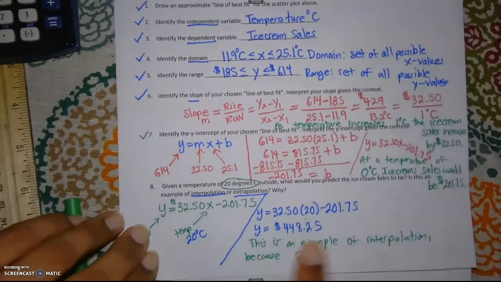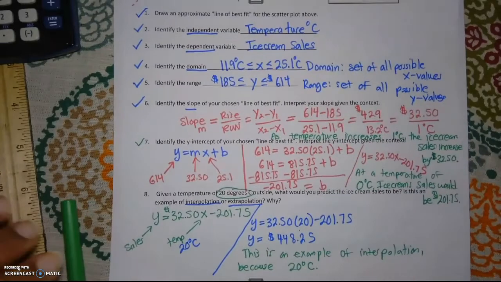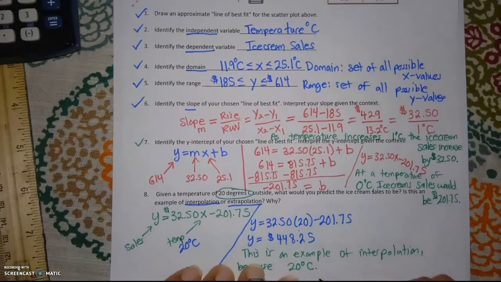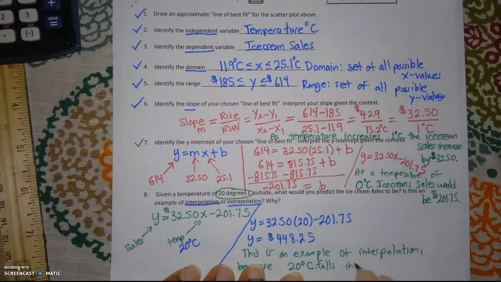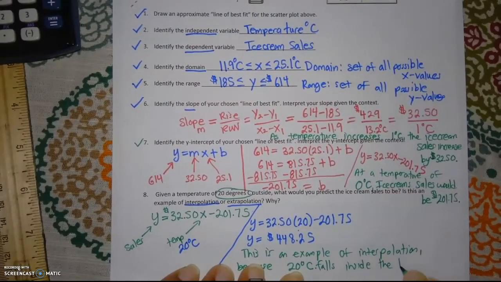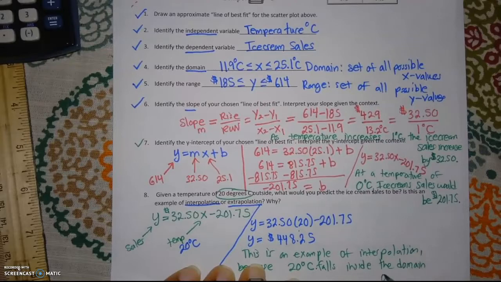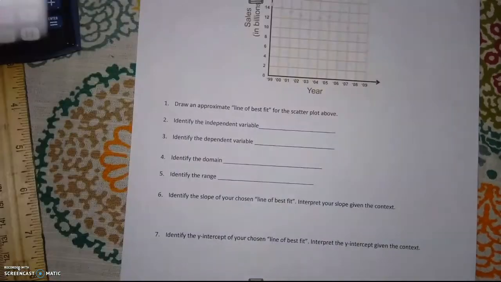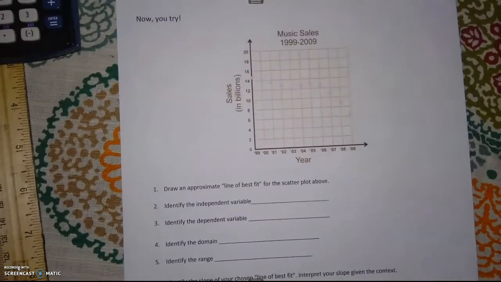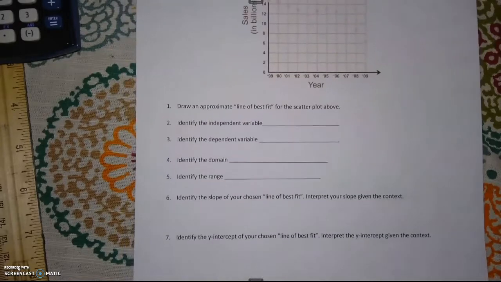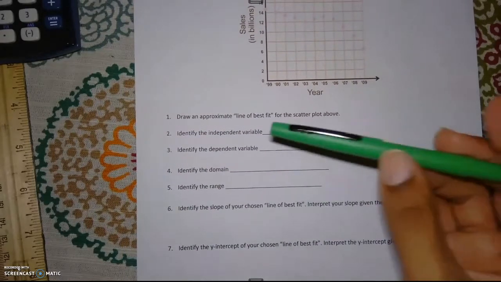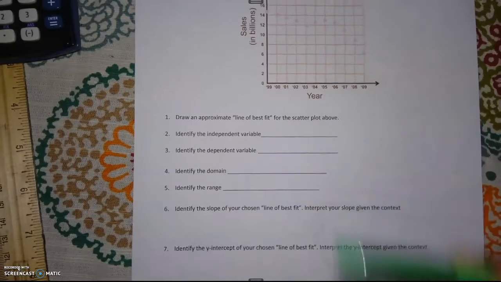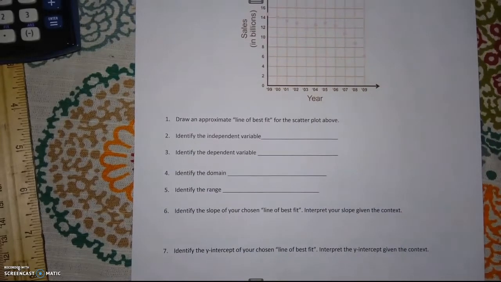So we're going to put here, this is an example of interpolation because 20 degrees Celsius falls inside the domain of our data set. And that's it. Now it's your turn to give it a try. Take a look at the music sales graph and identify the line of best fit, the independent and dependent variables, domain, range, slope, y-intercept, and make a prediction. Submit your work on Canvas.